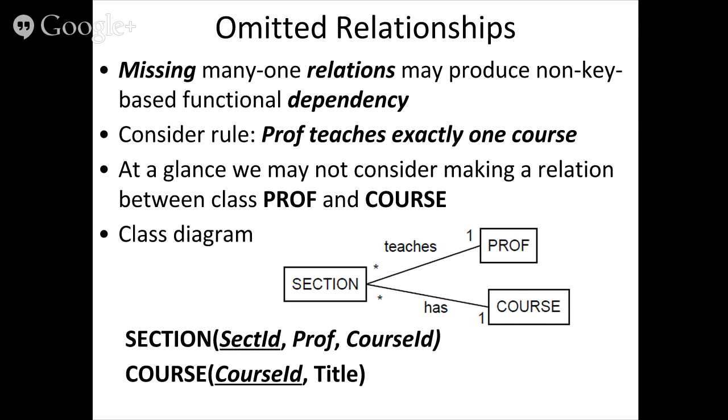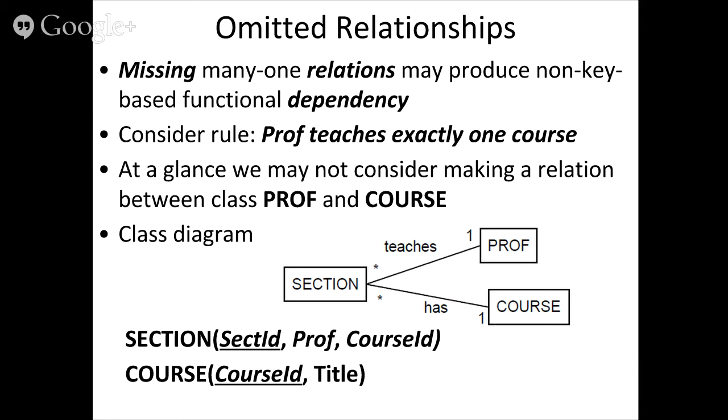Where we might omit, let's see, missing many-to-one dependencies may produce problems. So if you remove many-to-one dependencies, you might have this problem. For instance, if you have a professor who teaches exactly one course, you have this section, one-to-many to the professor. At some point, we might have decided that there's no need to make the relationship between the professor and the course.